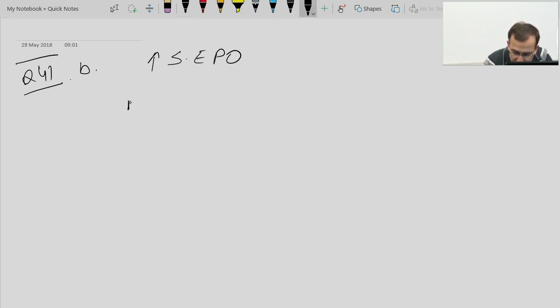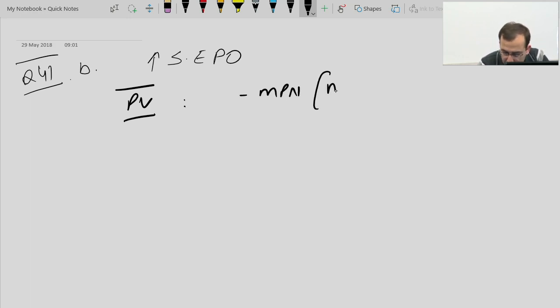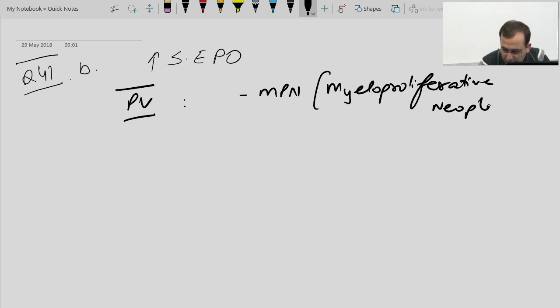Next point. Starting with polycythemia vera, you know it is an MPN. It comes under the category of myeloproliferative neoplasms. There are four main MPNs, which are CML, chronic myeloid leukemia, PV, polycythemia vera, ET, that is essential thrombocytosis, and PMF, that is primary myelofibrosis. PV is a myeloproliferative neoplasm.